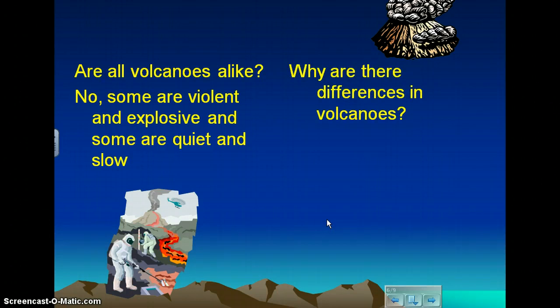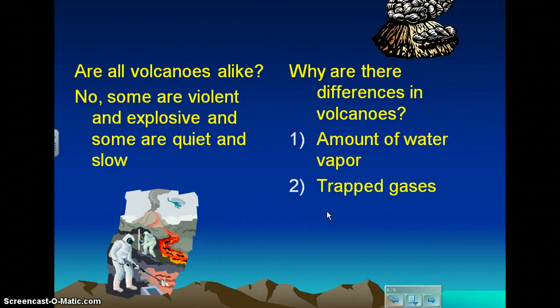Why are there differences in volcanoes? Well, for one, the amount of water could be different. Water can affect an eruption. It can make it more explosive because when water heats up, it turns to steam, and steam creates more pressure, and it will make material blast out of a volcano more explosively.